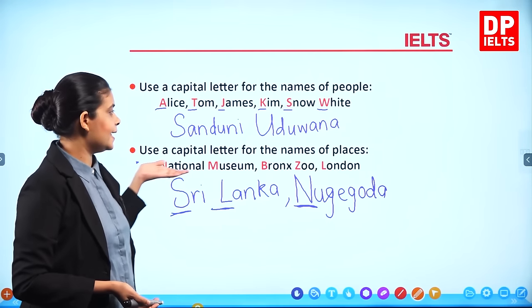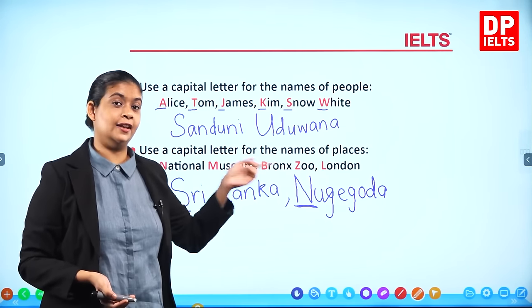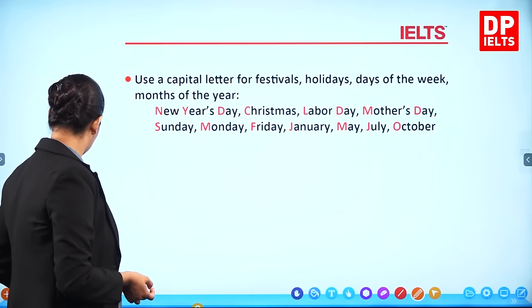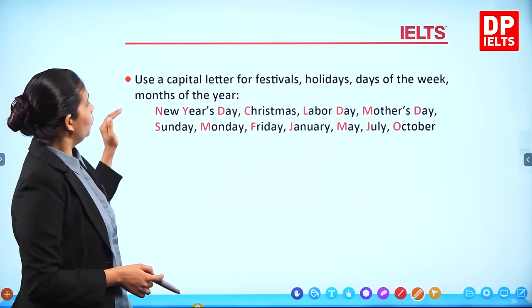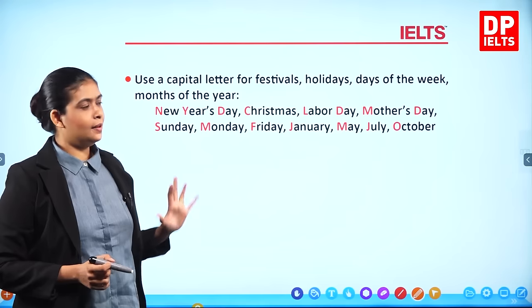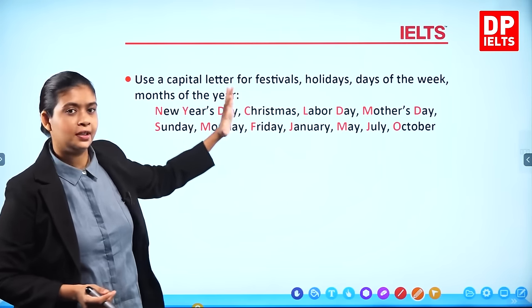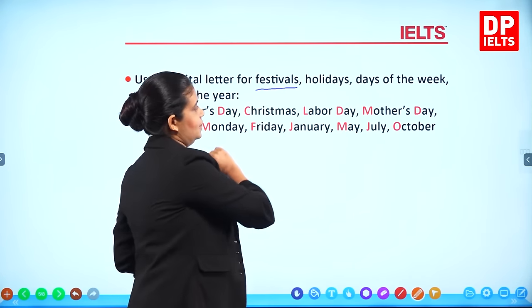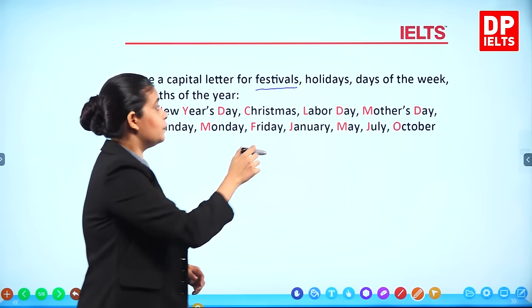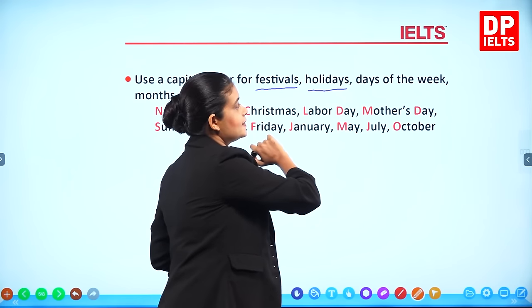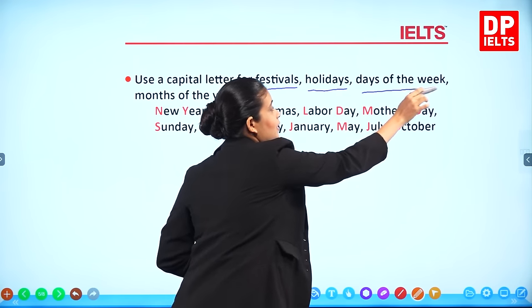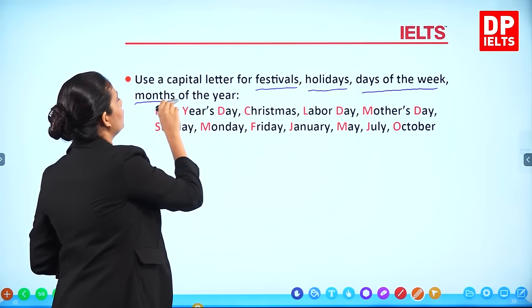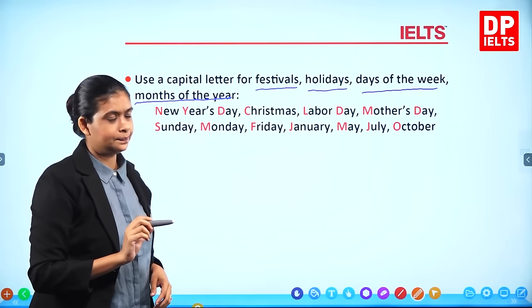So, names of places, again, the first letter is capital. We use a capital letter for many things. You have different purposes, right? You use it for festivals. You use it for holidays. You use it for the days of the week. And you use it for the months of the year.